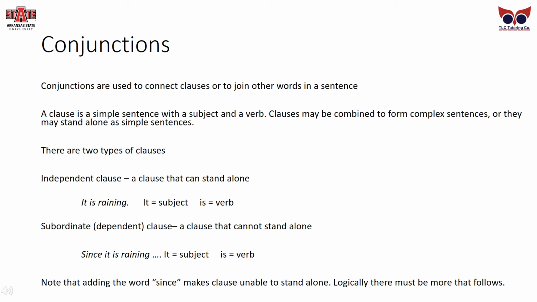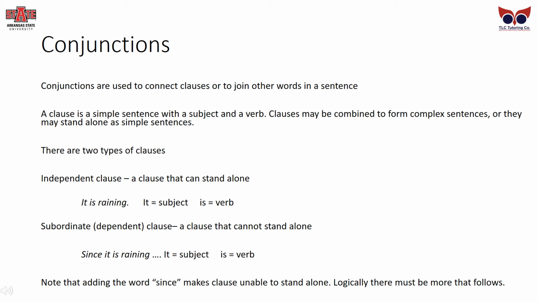Conjunctions. Conjunctions are used to connect clauses or to join other words in a sentence. A clause is a simple sentence with a subject and a verb. Clauses may be combined to form complex sentences, or they may stand alone as simple sentences. There are two types of clauses.